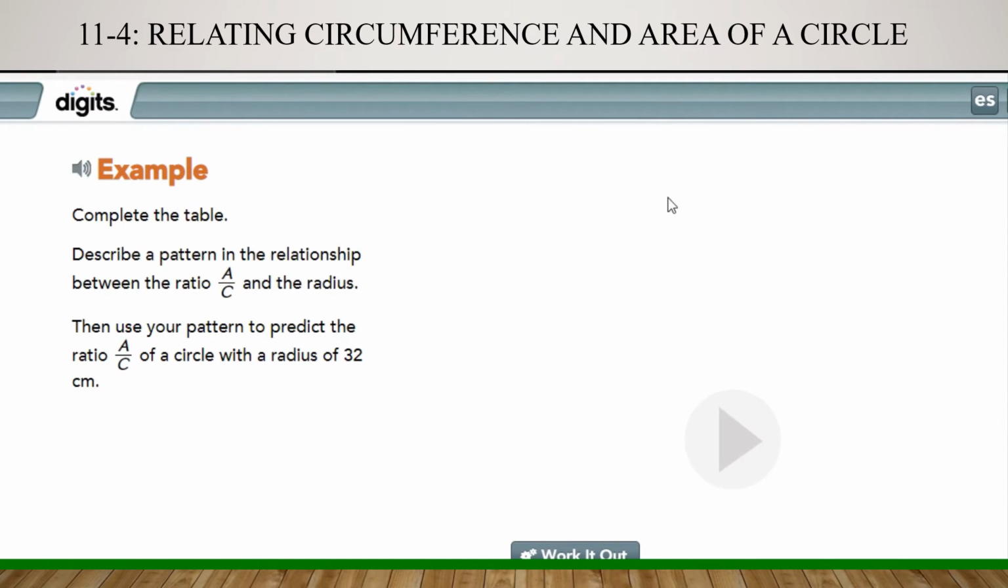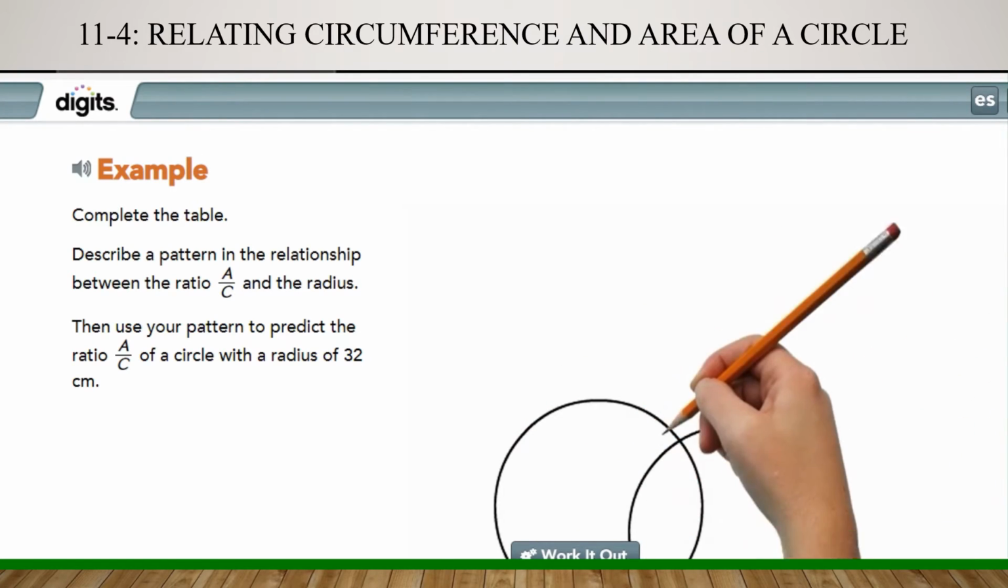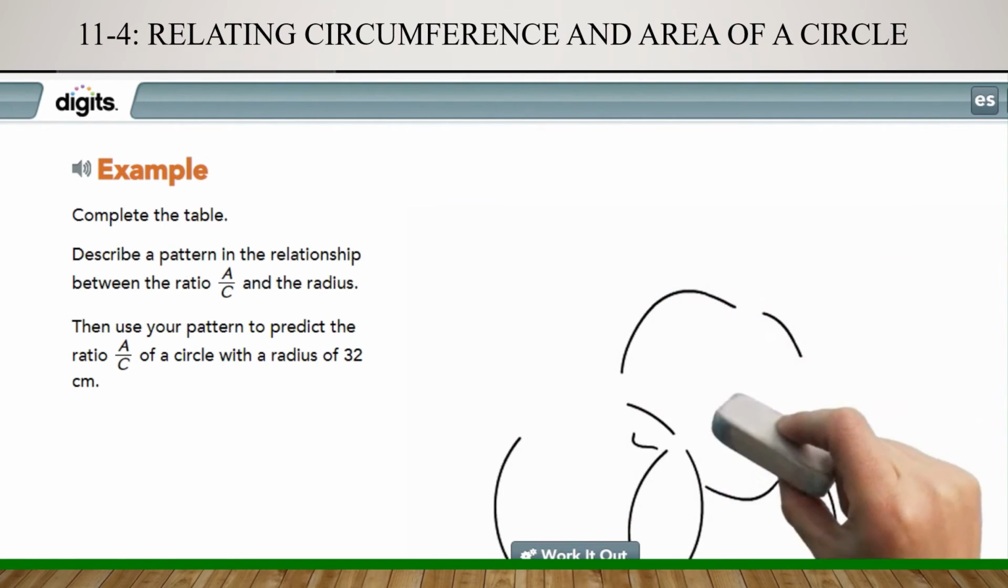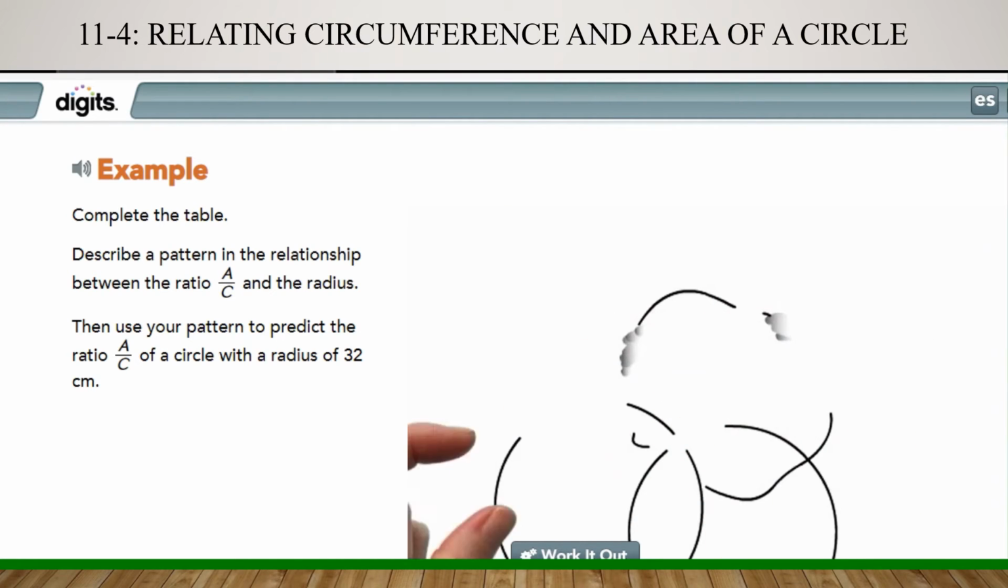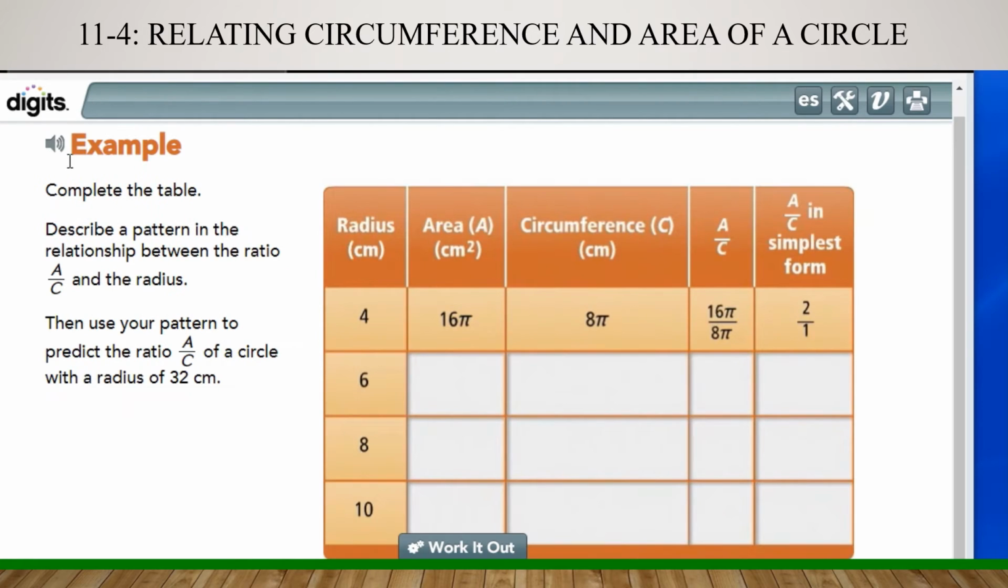Part 2, example. Complete the table. Describe a pattern in the relationship between the ratio of area, A, to circumference, C, and the radius. Then use your pattern to predict the ratio of A to C of a circle with a radius of 32 centimeters.